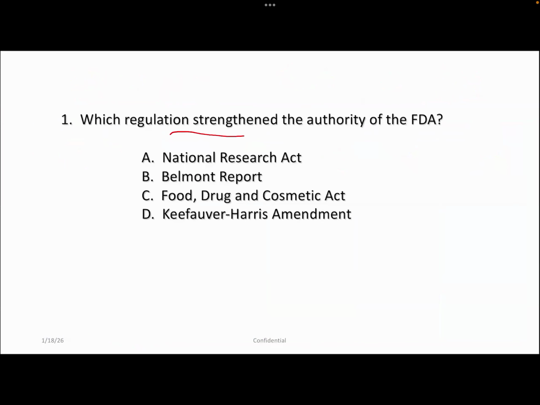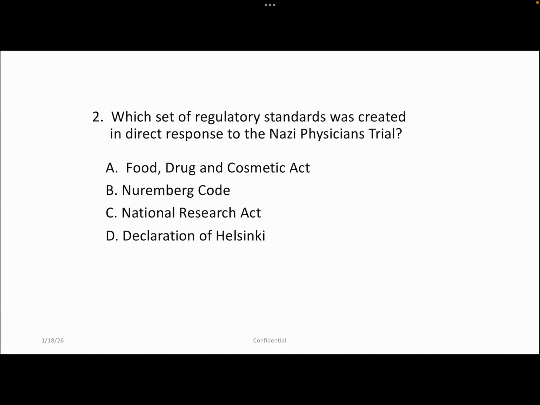Which regulation strengthened the authority of FDA? Is it the National Research Act, Belmont Report, Food, Drug and Cosmetic Act, or Harrison Amendment? According to you, which is most appropriate? Everyone, please type the answer in the chat box. Okay, there are many saying Food, Drug and Cosmetic Act, option C. That's correct.